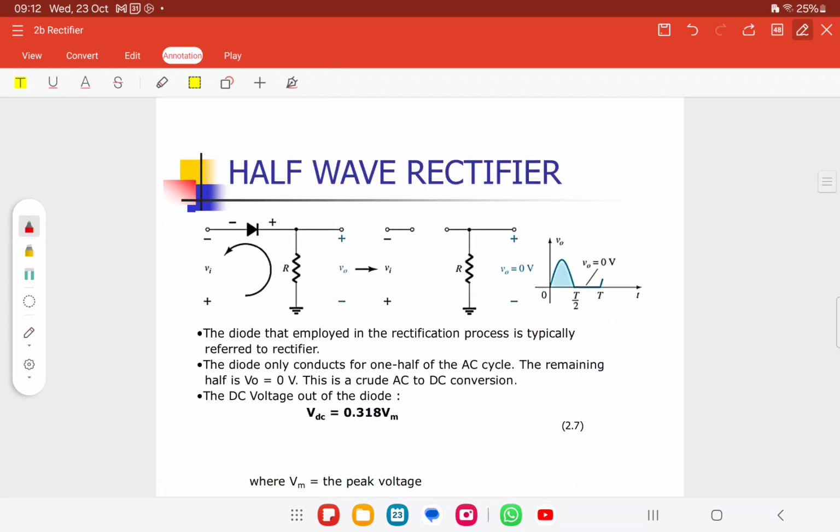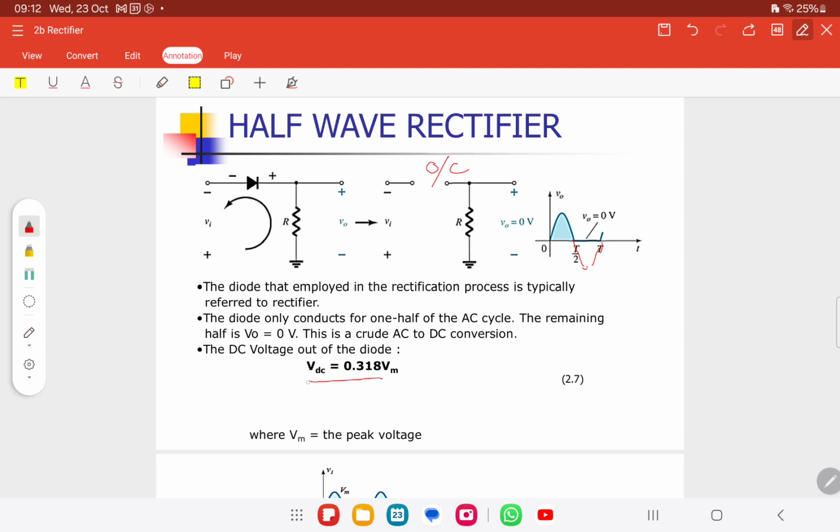Oh, bukan. Just nak bagi tahu on the second, yang ini dia tak lalu sebab open circuit. Okay. And this is the formula to get the VDC. Remember, kita nak dapatkan DC voltage. Okay. VDC 0.318. Mana nak datang 0.318? It is actually equal to Vmax over pi, ataupun 1 over pi Vm. Vmax tu Vm lah.